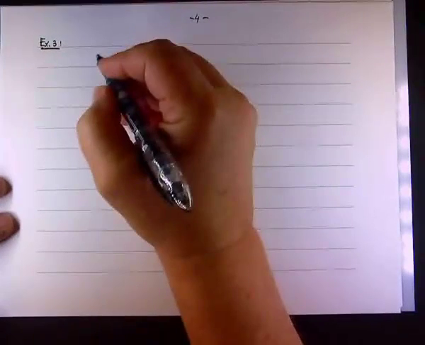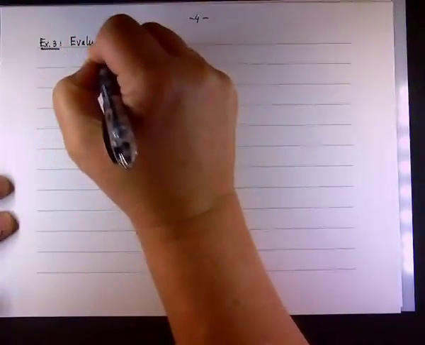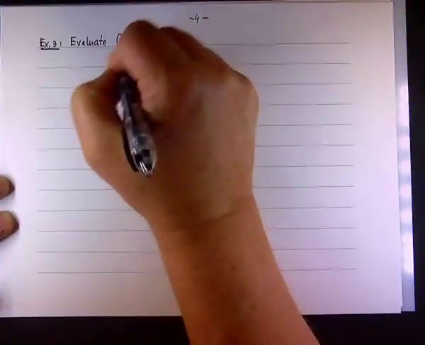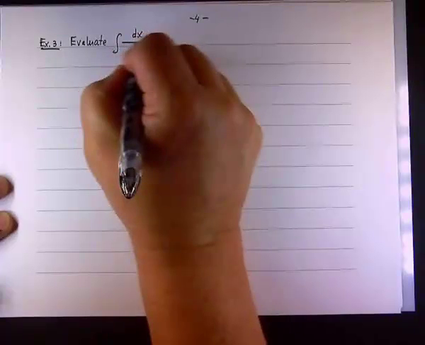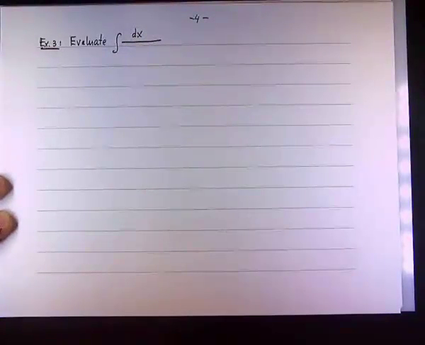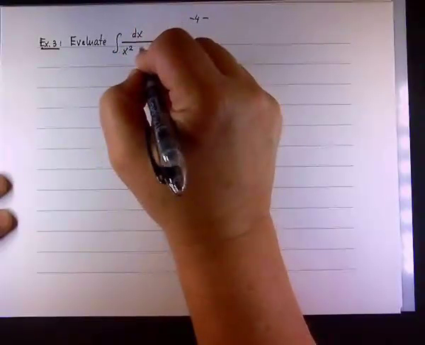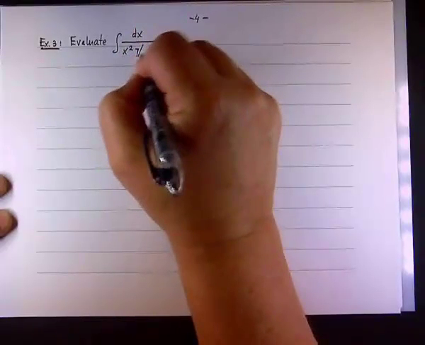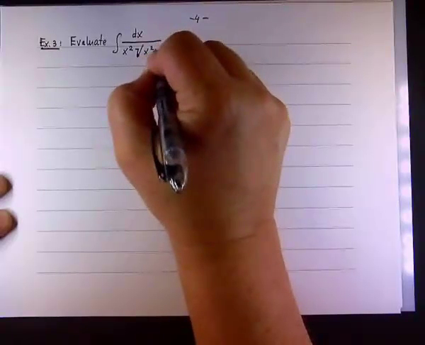So time to use another substitution. Here we need to evaluate the following integral. It's an indefinite integral, so we don't have to worry about boundaries and such. dx over x squared times the square root of x squared plus 4.